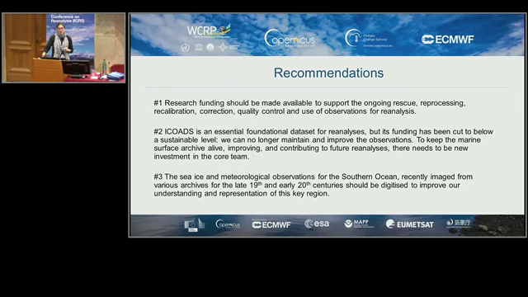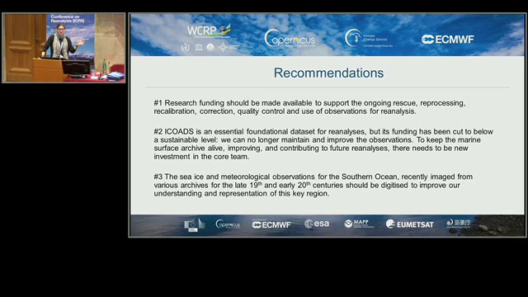So I could have come up with 4 or 5 recommendations here, but I was limited to 2 or 3, so I've gone for 3. Number 1, research funding should be made available to support the ongoing rescue, reprocessing, recalibration, correction, quality control, and use of observations for reanalysis. Number 2, ICOADS, the International Comprehensive Ocean Atmosphere Dataset, is an essential foundation dataset for reanalysis.